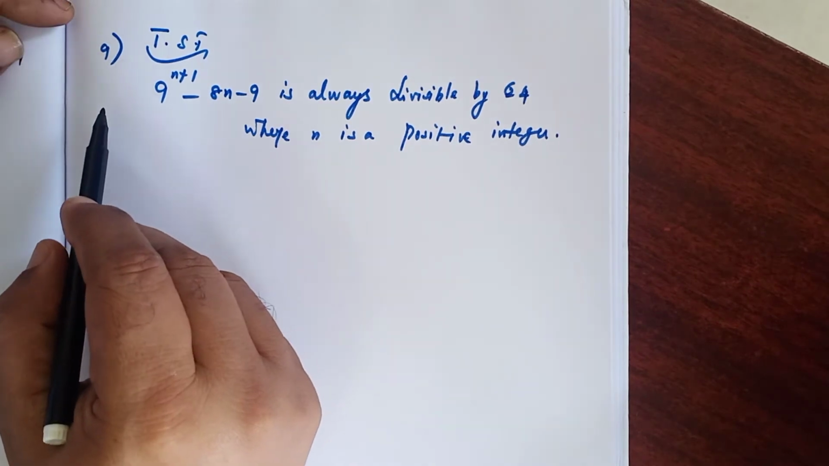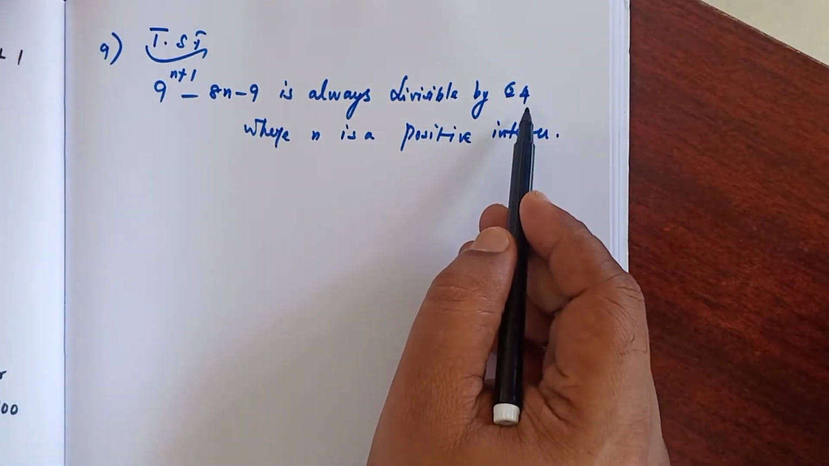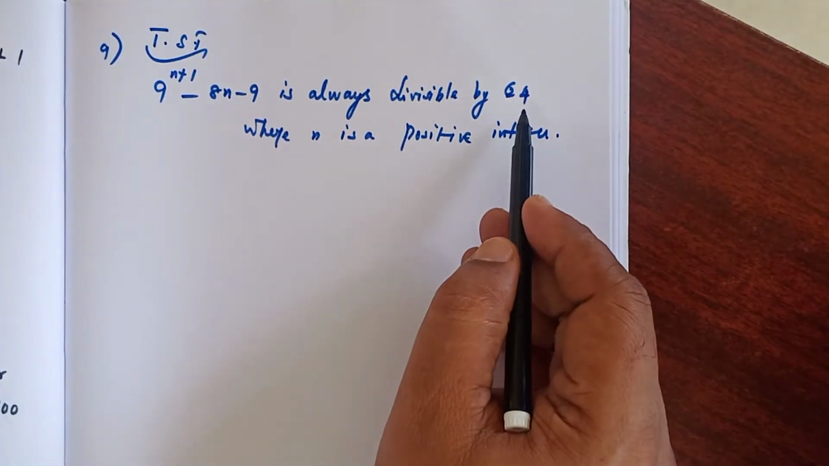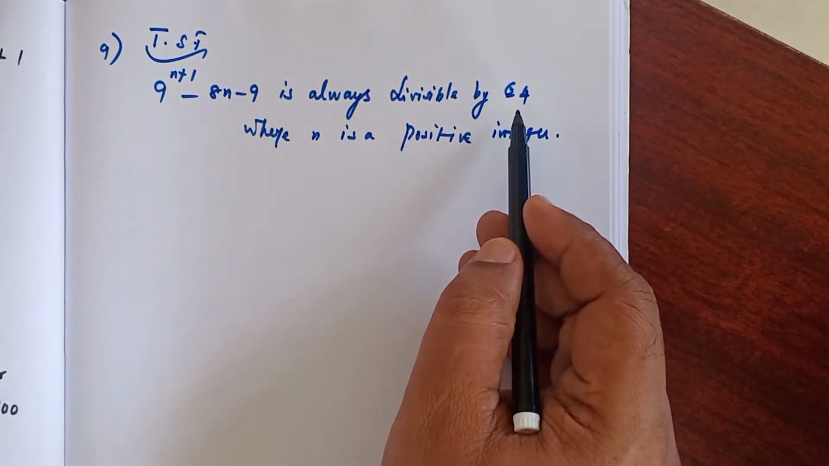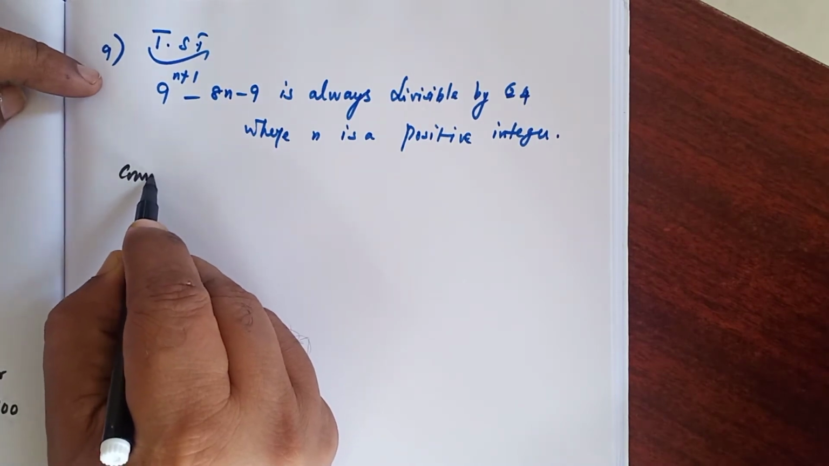Now this is question number 9. We have to show that this expression is always divisible by 64. We have to prove this expression is equal to a multiple of 64. Multiple of 64 means that is divisible by 64 only. Right?